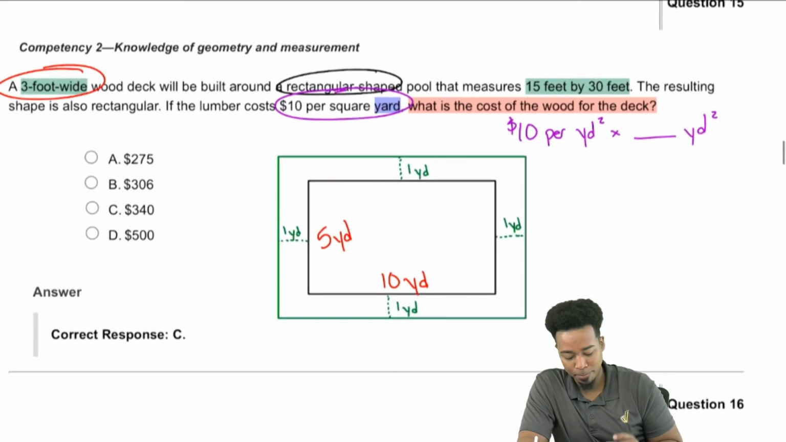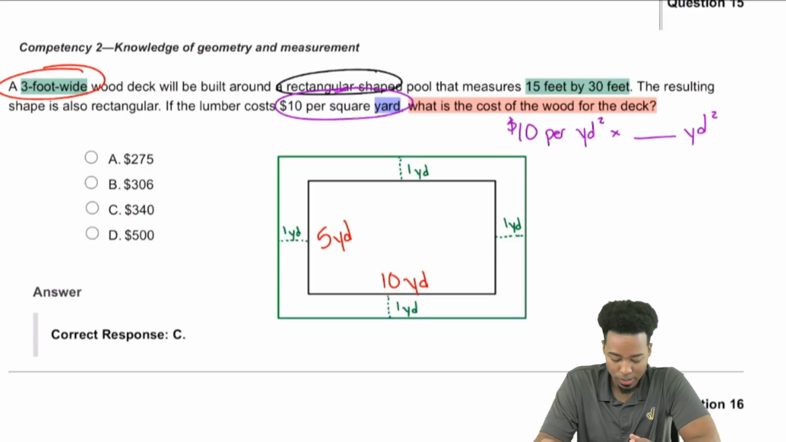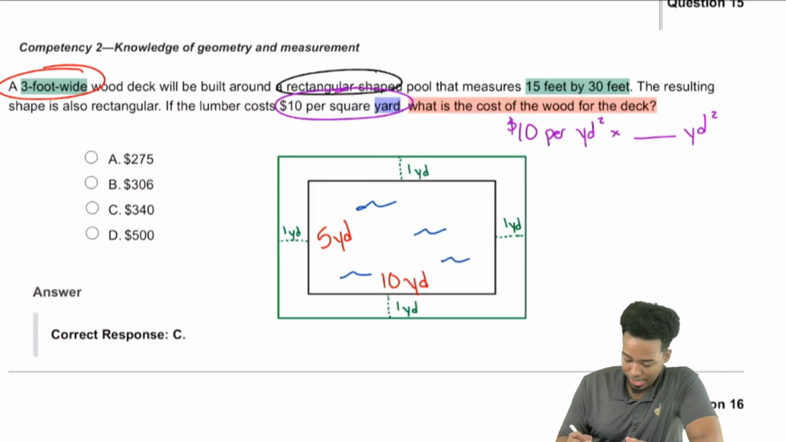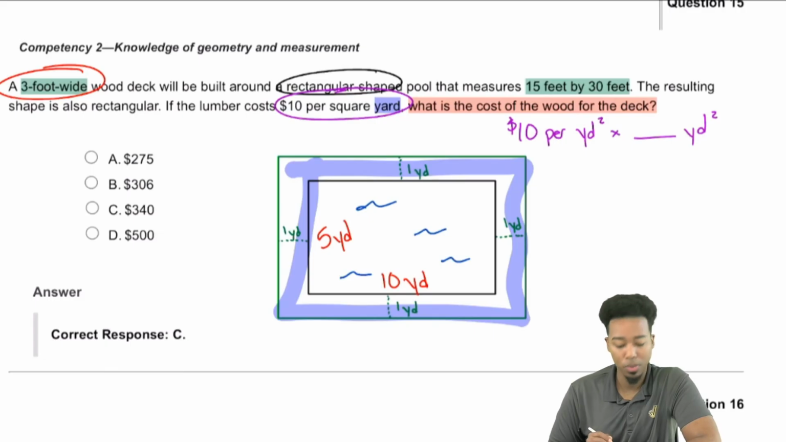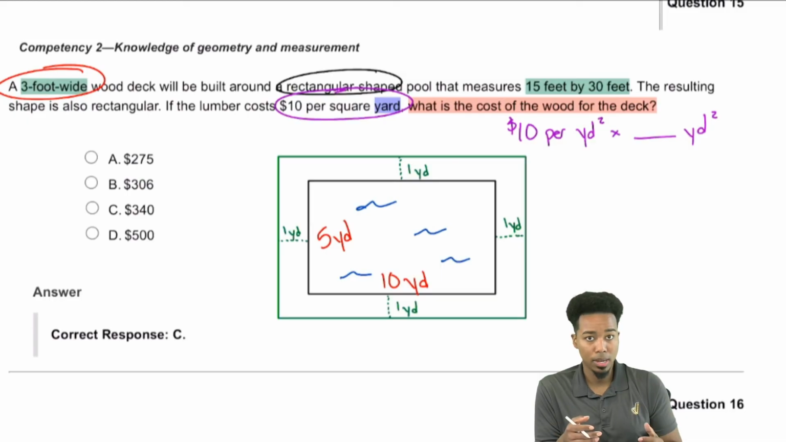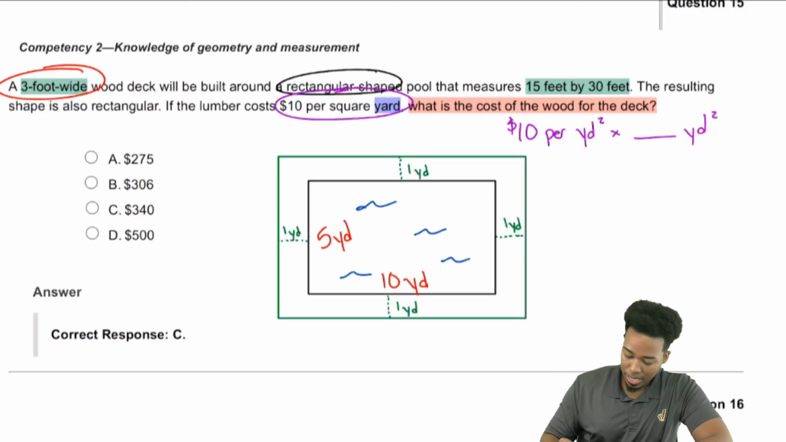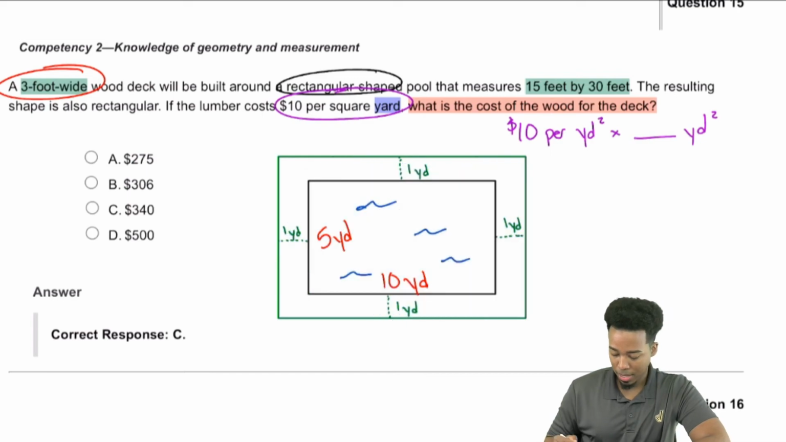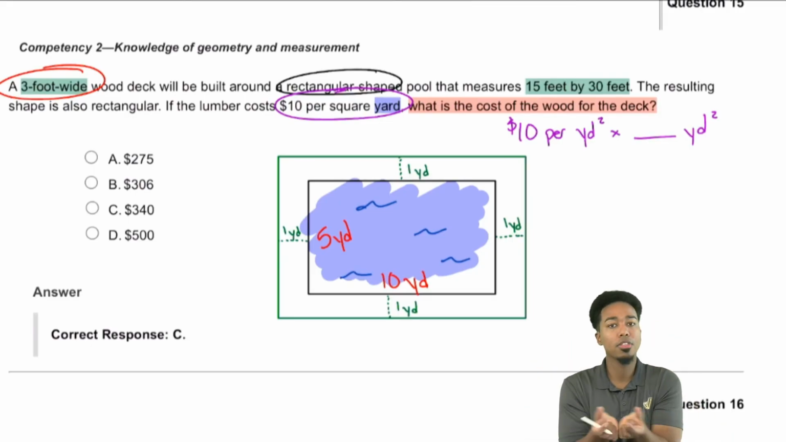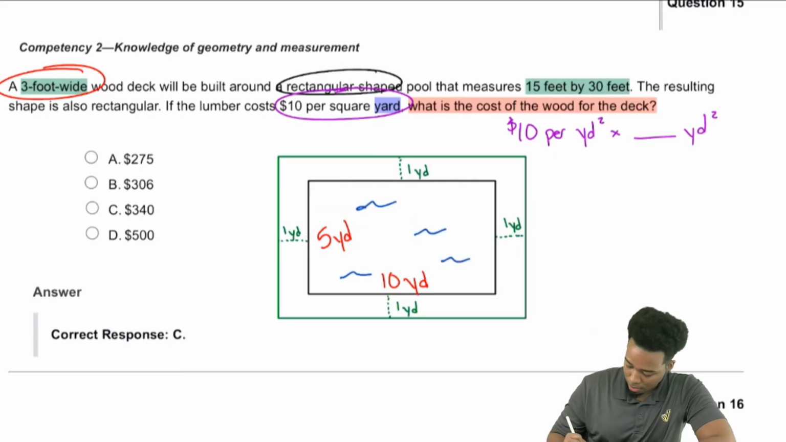Let's have a good time here. The way that we're going to do this is by noticing that if we're looking for the cost of the wood for the deck, the wood is the border. The wood is not the pool itself. Again, this is the pool, this is the water, and this is our border here that we're looking at. That's what we want. So how are we supposed to find that? Well, one easy way is to find the entire area of everything and then just subtract the area of the pool. If we take out the area of the pool, that's going to allow us to only be left with the border.